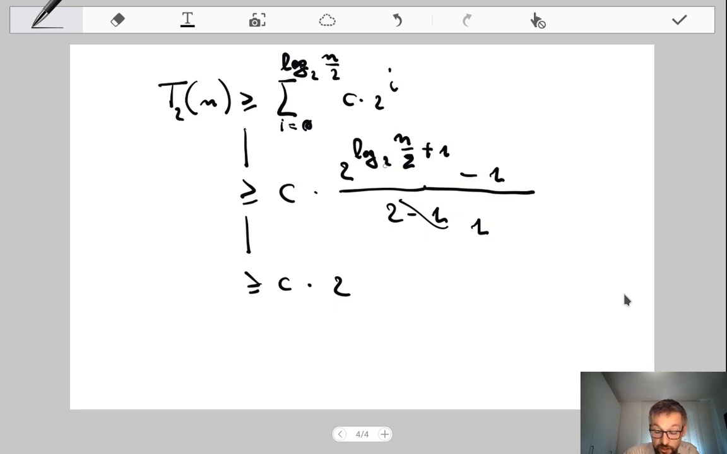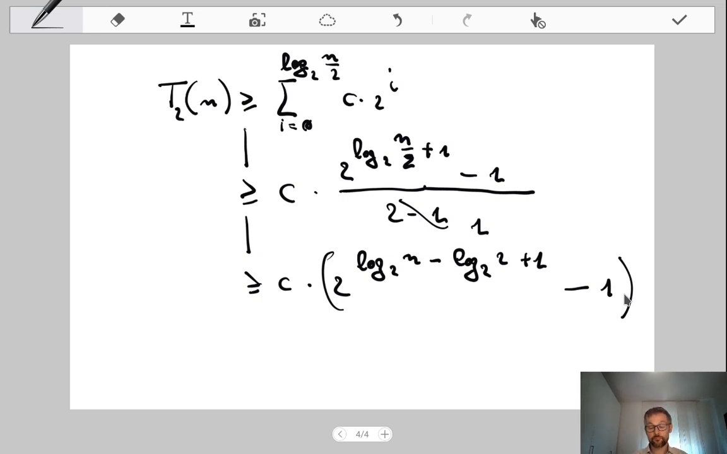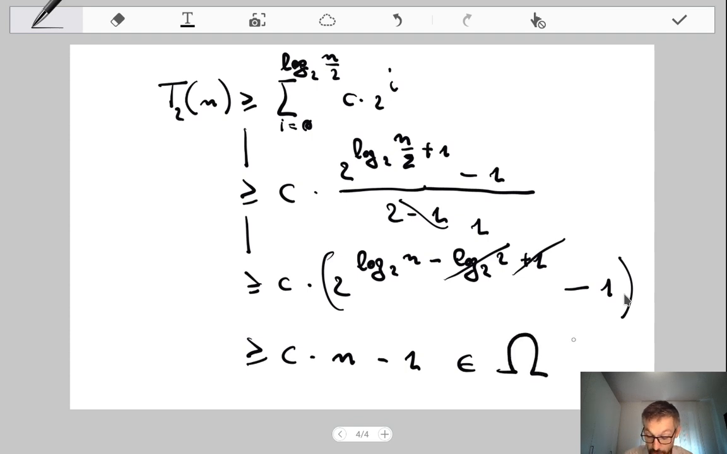logarithm as a difference between logarithms. So let me write it as logarithm base 2 of n minus logarithm base 2 of 2, plus 1, and of course minus 1. Now logarithm base 2 of 2 is 1, so these cancel and I can remove them. So I end up with c multiplied by 2 to the power of logarithm base 2 of n minus 1, and of course this is equivalent to n, so this is smaller or equal than c multiplied by n minus 1, which of course belongs to theta of omega of n.